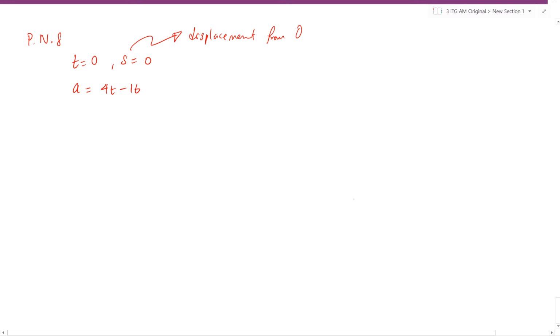Okay, so now they tell us that it passes O with a velocity of 30 centimeters per second. You need to be able to interpret this. Pass O with velocity 30 cm per second. That means when t equals 0, what is the velocity? A textbook question. It passes O with a velocity of 30 cm per second. When t equals 0, what is the velocity? 30. You need to understand this.